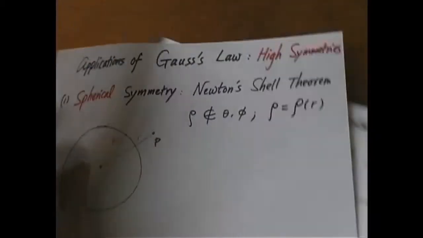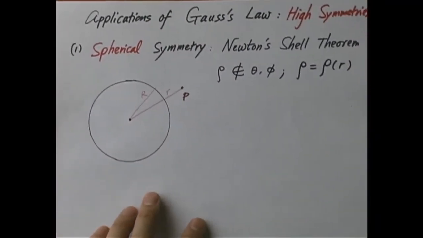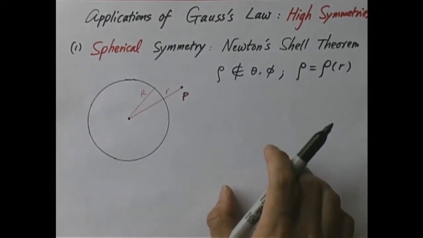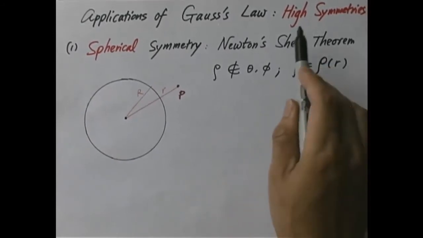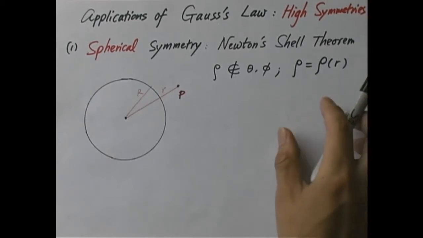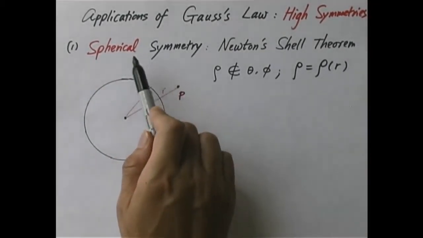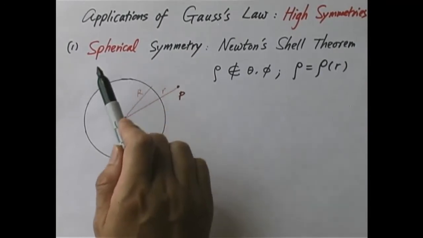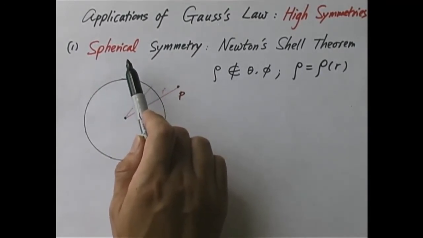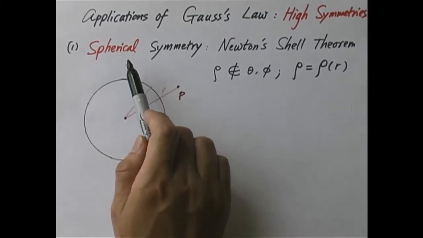Okay, so as promised, we're going to apply Gauss's law to see how useful it really is. The first type of application, once again, high symmetries. We look at three types of high symmetries: spherical symmetry, cylindrical symmetry, and planar symmetry. For all these three cases, there is enough symmetry in the problem so that Gauss's law can be simplified.